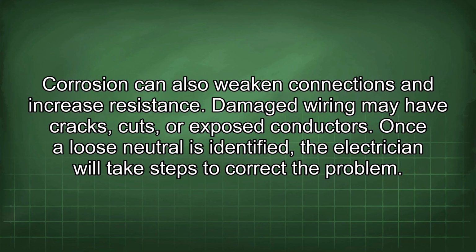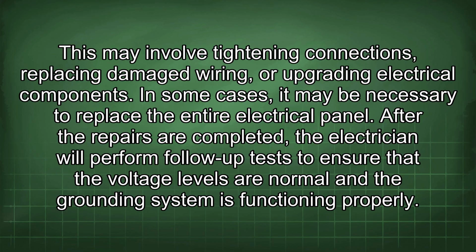Once a loose neutral is identified, the electrician will take steps to correct the problem. This may involve tightening connections, replacing damaged wiring, or upgrading electrical components. In some cases, it may be necessary to replace the entire electrical panel. After the repairs are completed, the electrician will perform follow-up tests to ensure that the voltage levels are normal and the grounding system is functioning properly.